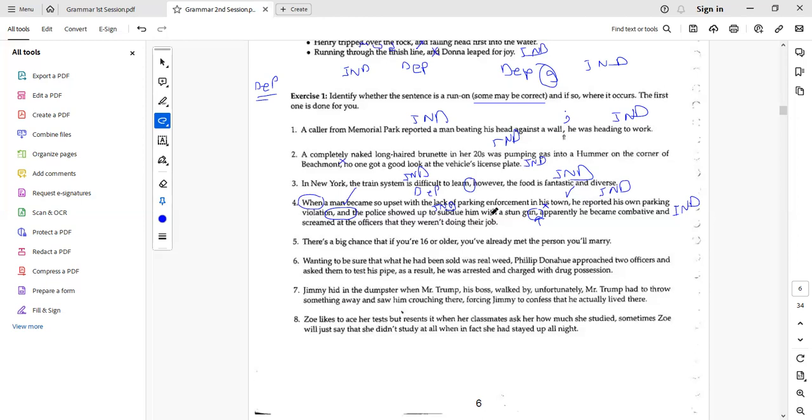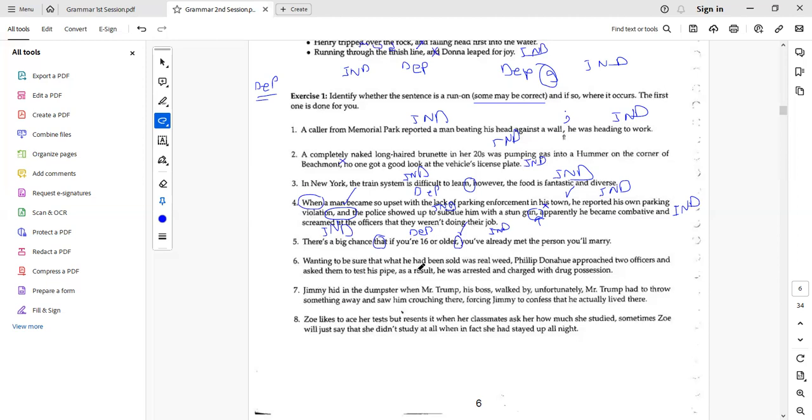Okay, number five. Hala. Is it right or wrong? Hala? شايفاها رايت ولا ايه؟ You are right. Why? There is a bigger chance independent. That, if, بيقول if you are older, the dependent. Then you have already met the person you will marry, another independent. Between dependent, independent, comma is right. Yes. Number six, Myrna.